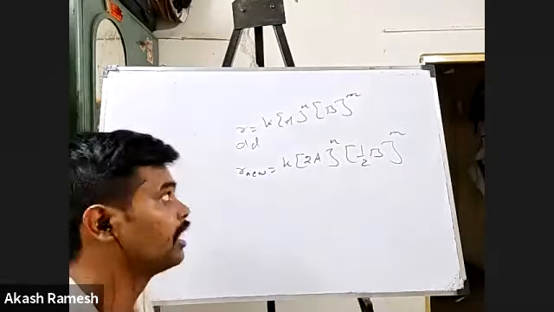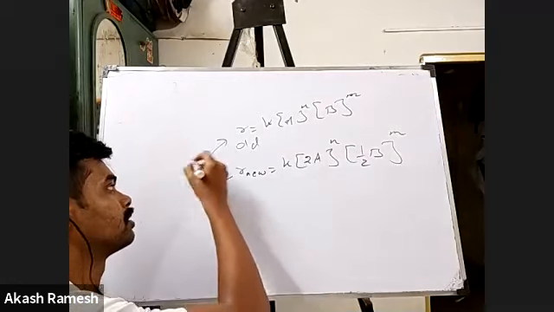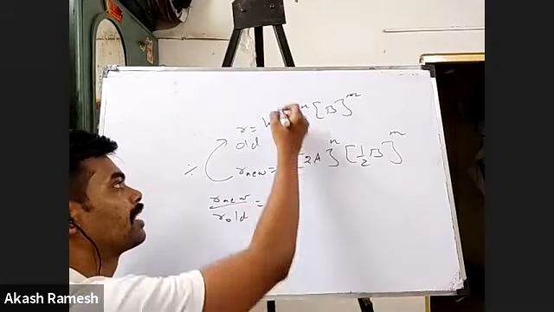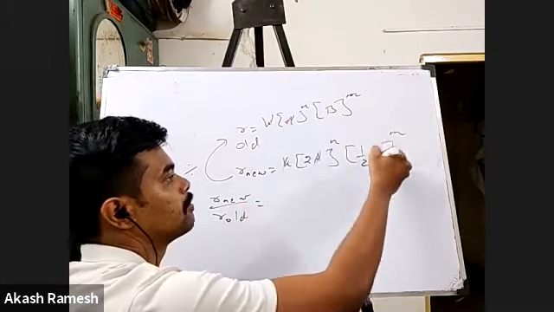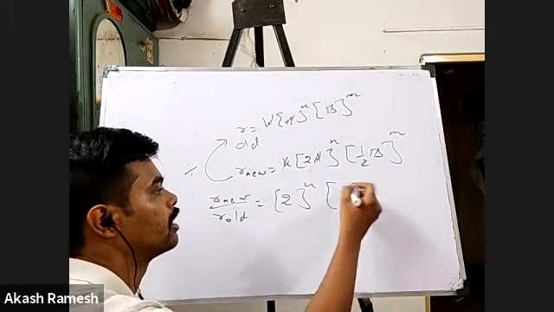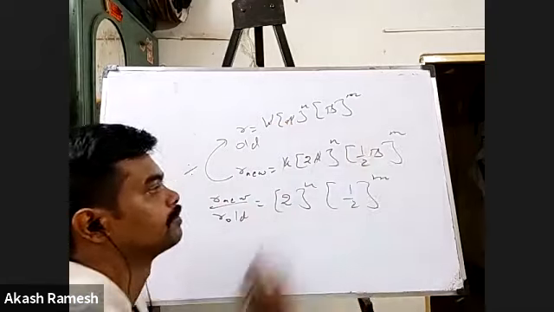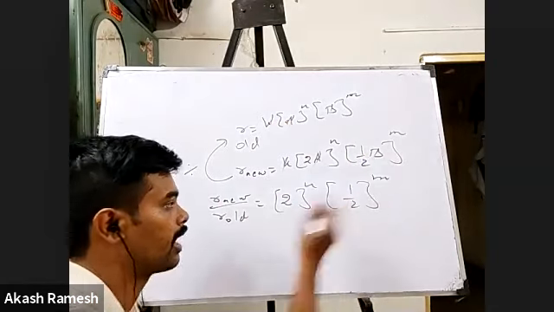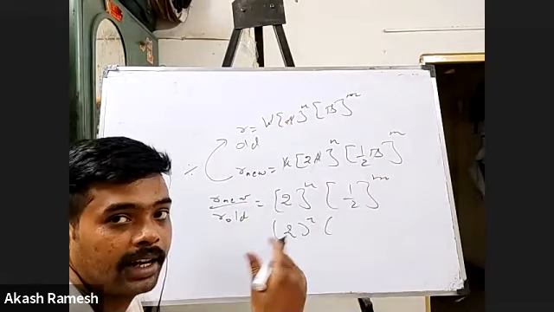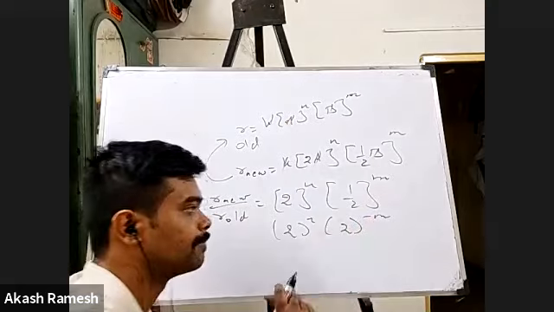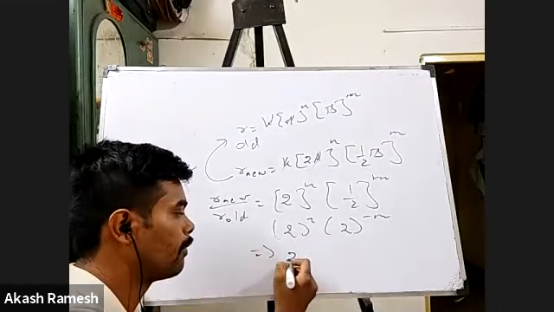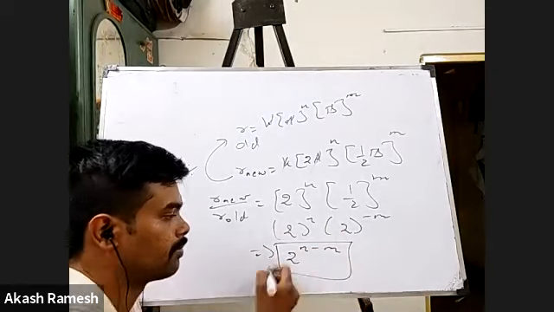Done? Right? So now what I have to do? I have to divide this by this. So R new divided by R old, K will get cancelled, A will get cancelled, B will get cancelled. So what do I have? I have 2 power n into 1 by 2 power m. This is what I have. How can I write 1 by 2 power m? I can write it as 2 power minus m. So now both the bases are equal, so it will be 2 power n minus m. This is the answer.